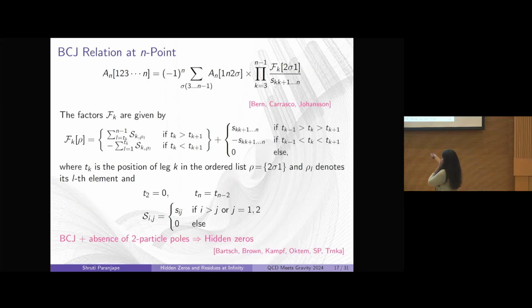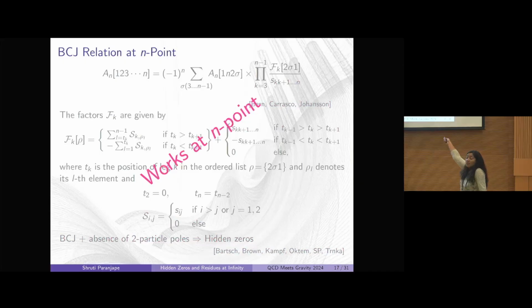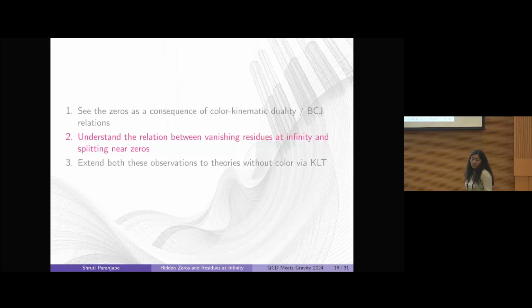And an important part of our paper from March was that we showed that this is true for all n and for any type of zero. But this slide is busy, so this is the takeaway. The takeaway is that it works at n point. Good. So now in the second part of the talk, I would like to talk about the splitting. So we saw that being color kinematic dual guarantees that these hidden zeros exist. Where I want to now go is that that also implies that splitting must happen near these zeros.